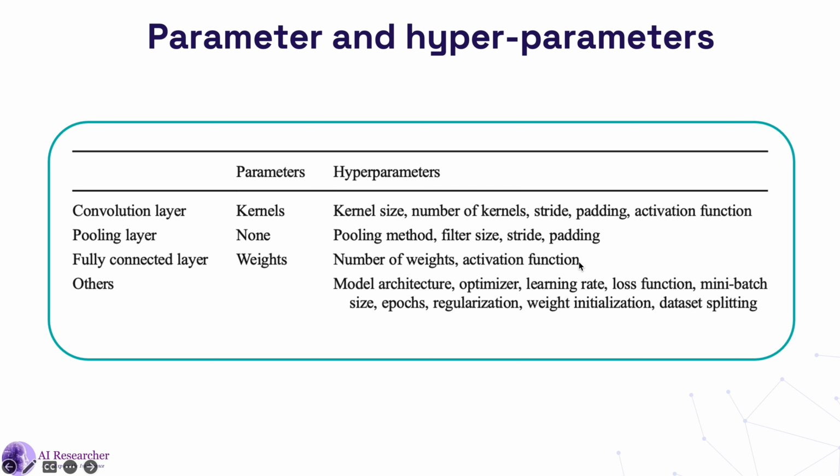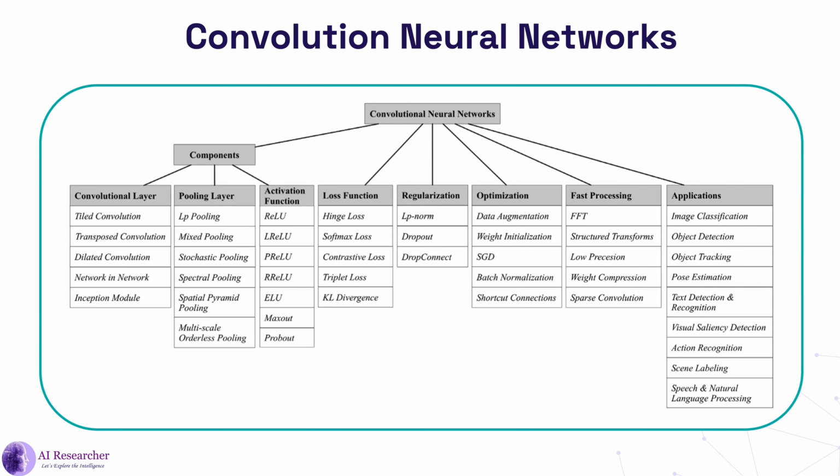Then in others, like the model architecture and optimizer we saw, we can also pass a learning rate, loss function, mini batch size, epochs, regularization, weight initialization, and data set splitting. Here I just wanted to give you an idea about hyperparameters that you can set while training your convolutional neural network.